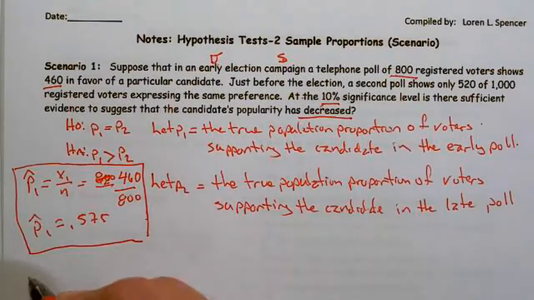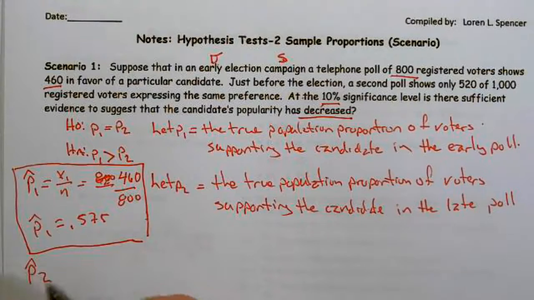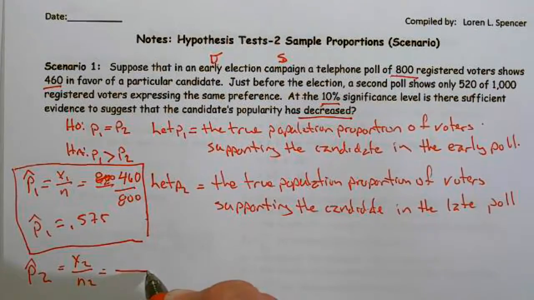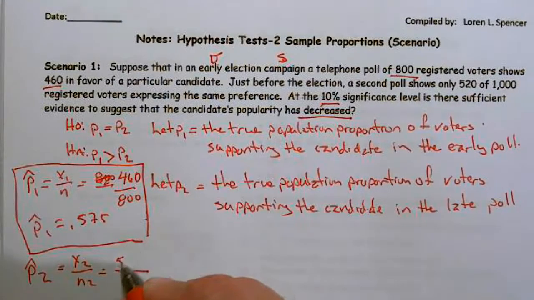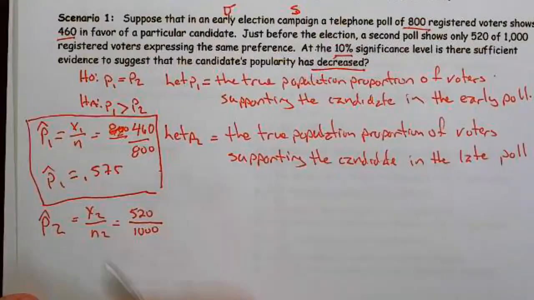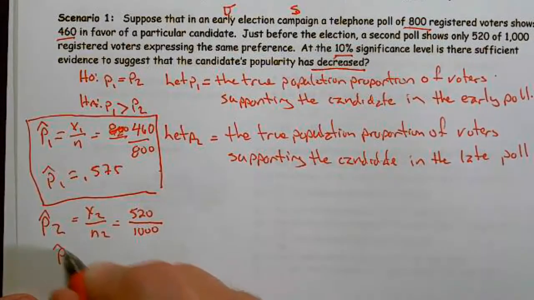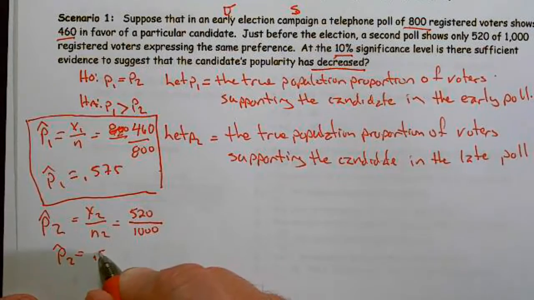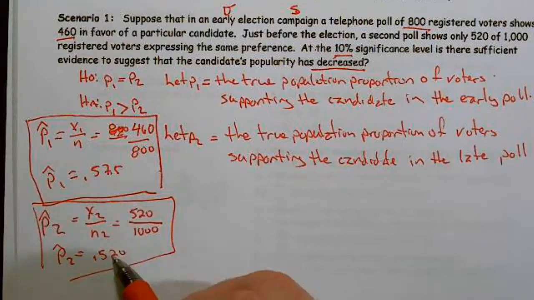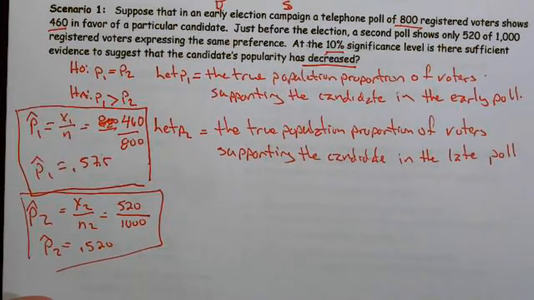Now I'm going to do p hat 2. P hat 2 equals x2 over n2. In the second poll we had 520 over 1,000, so p hat 2 equals 0.520. Now we can definitely see that 520 is a decrease from 575, but could that happen by random chance alone, or is it statistically significant?